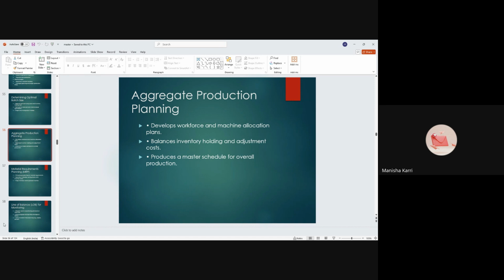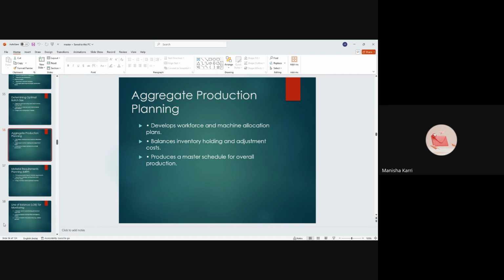Next one is master schedule creation. Generally, APP will result in a master production schedule. It is a plan that outlines what will be produced, when, and in what quantities it needs to be produced. This schedule guides the production process and helps ensure that the production meets demand consistently.